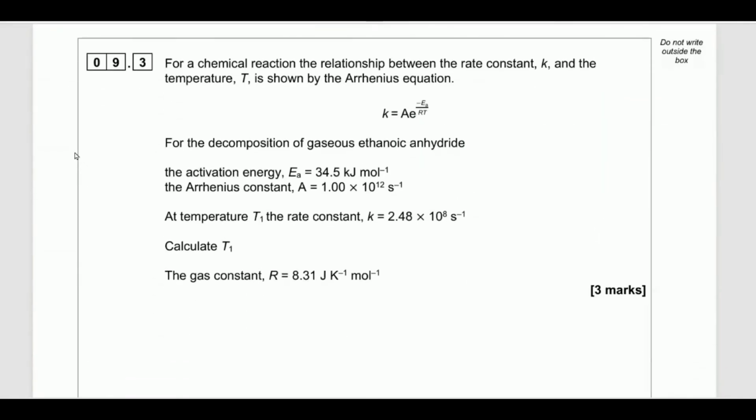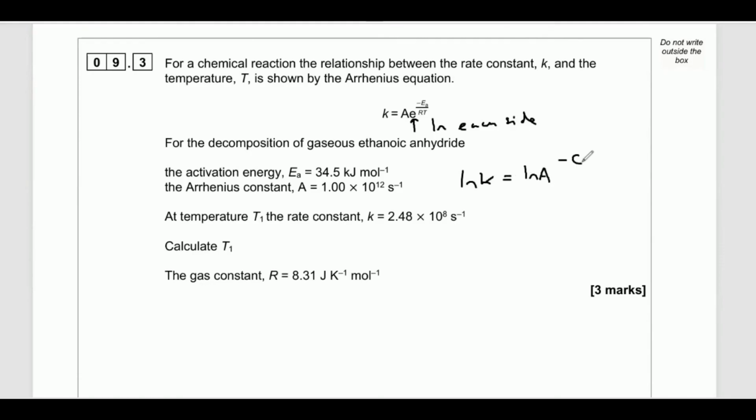Okay, 9.3. This is the Arrhenius equation. For a chemical reaction, the relationship between the rate constant k and the temperature T is shown by the Arrhenius equation: k equals A e to the minus Ea over RT. For the decomposition of gaseous ethanoic anhydride, the activation energy is 34.5 kilojoules per mole, A is 1 times 10 to the 12, and k is 2.48 times 10 to the 8. Can you calculate T, essentially? Right, first of all, I want to get rid of that dirty exponential number.